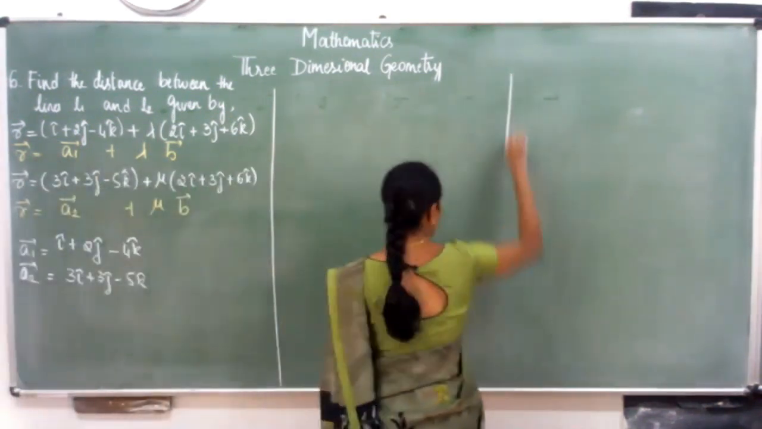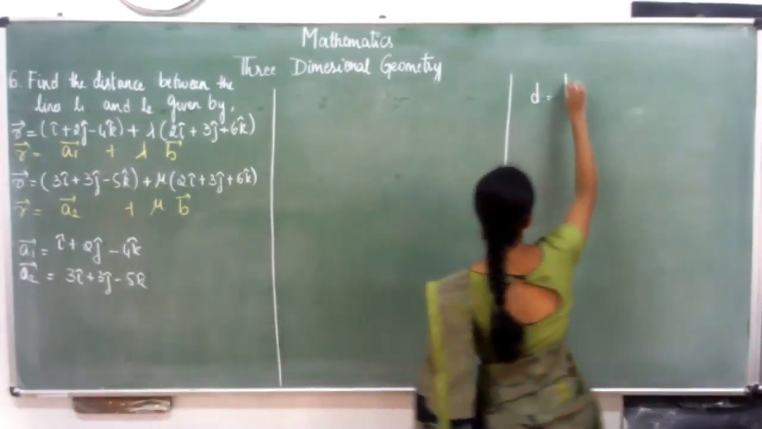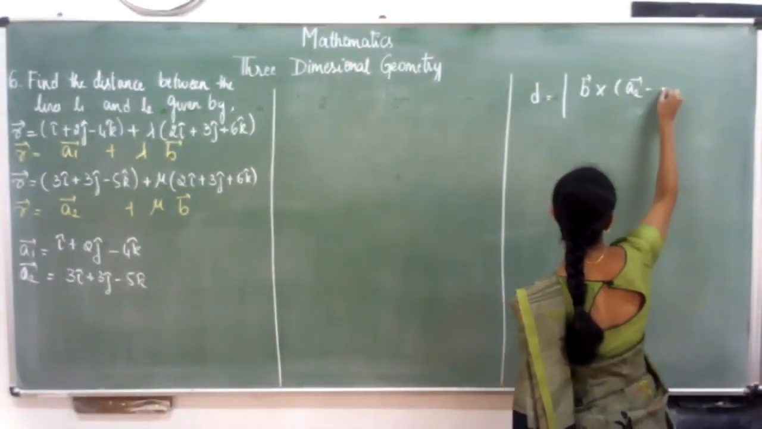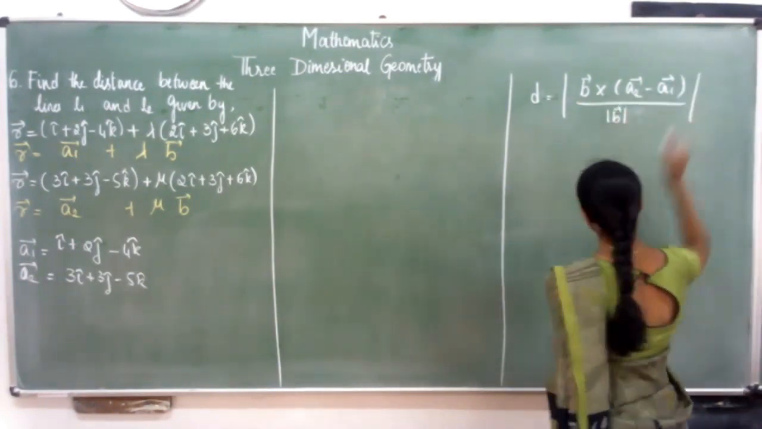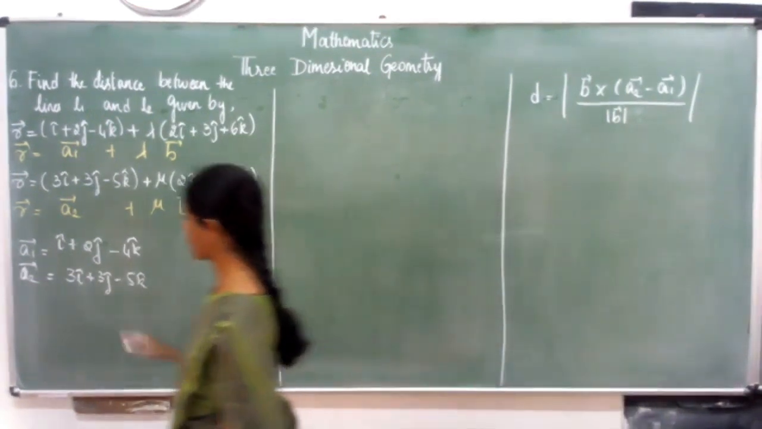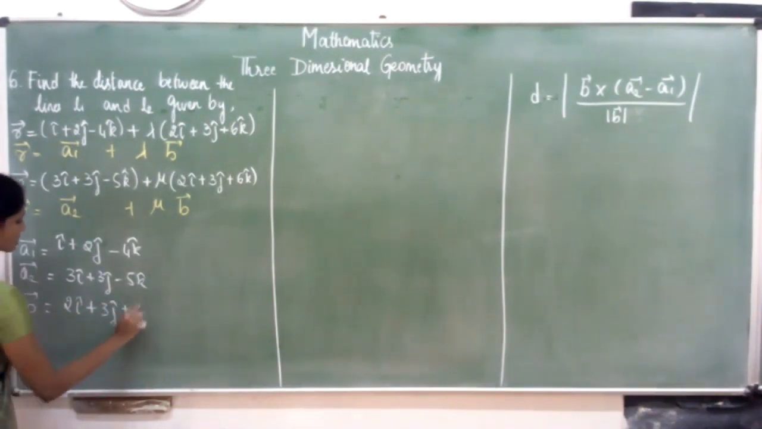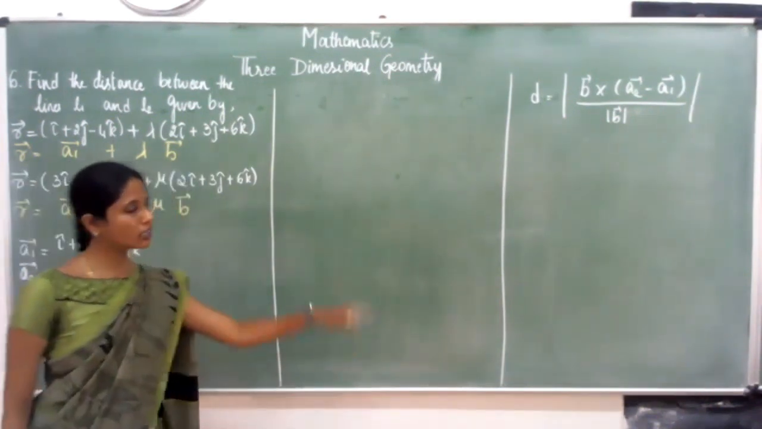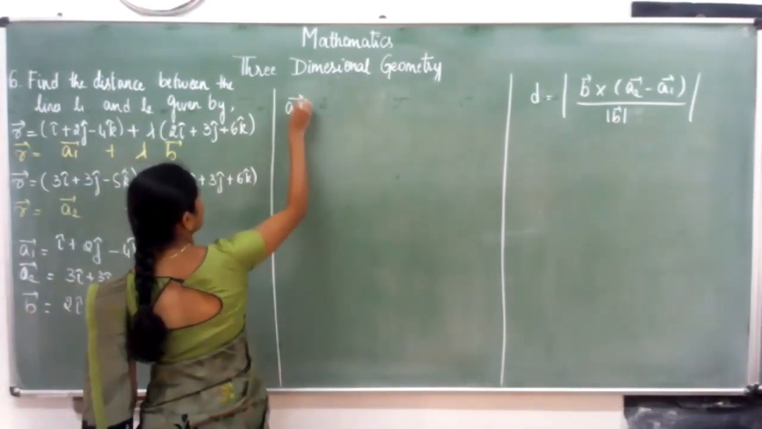We know that the formula for the distance between the parallel lines is modulus of vector B cross vector A2 minus vector A1 by magnitude of vector B. So we know what is vector A2, what is vector A1, and also what is vector B, which is 2i cap plus 3j cap plus 6k cap. Okay, so according to the formula, let us find what are the requirements. First we need to find vector A2 minus vector A1.